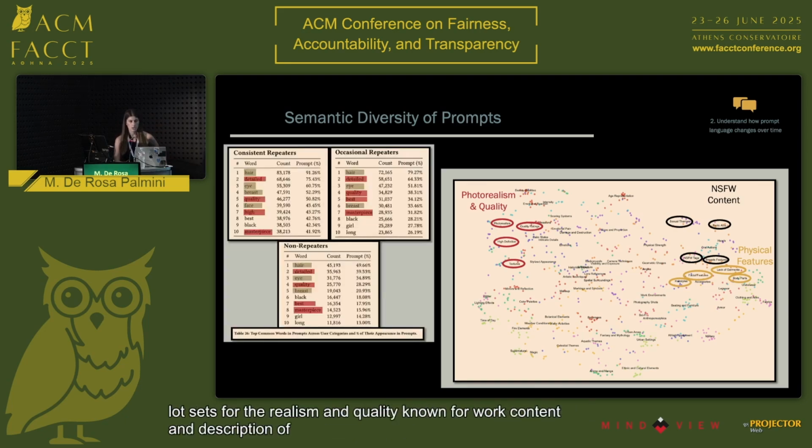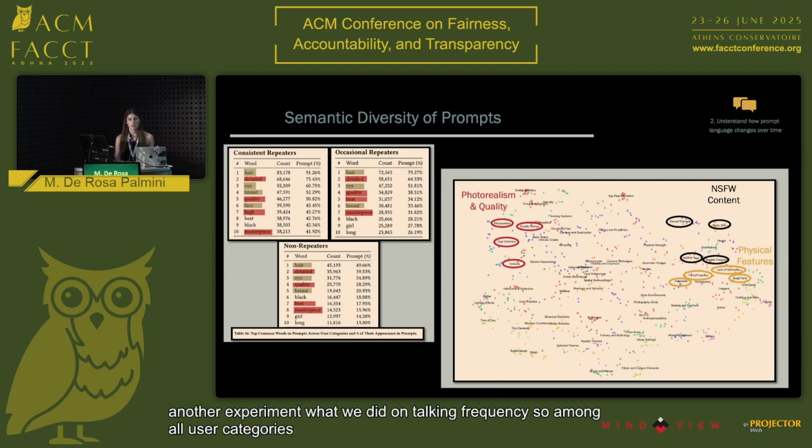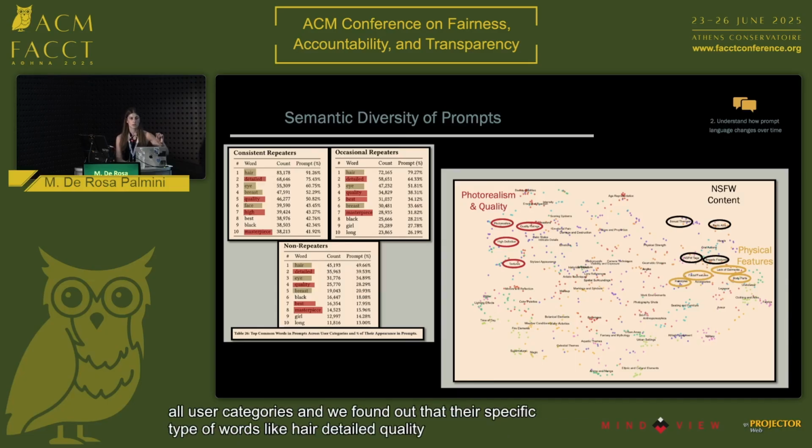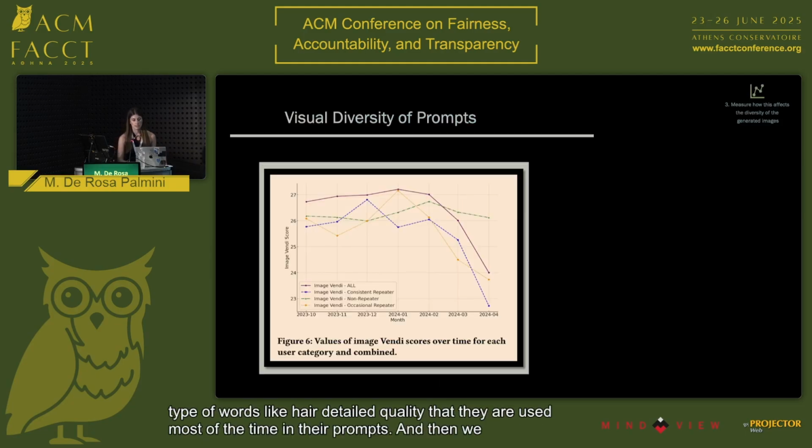of physical features. And this coincided with another experiment that we did on token frequency. Among all user categories, we found out that specific types of words like hair, detailed, quality are used most of the time in their prompts. And then we made a few experiments.